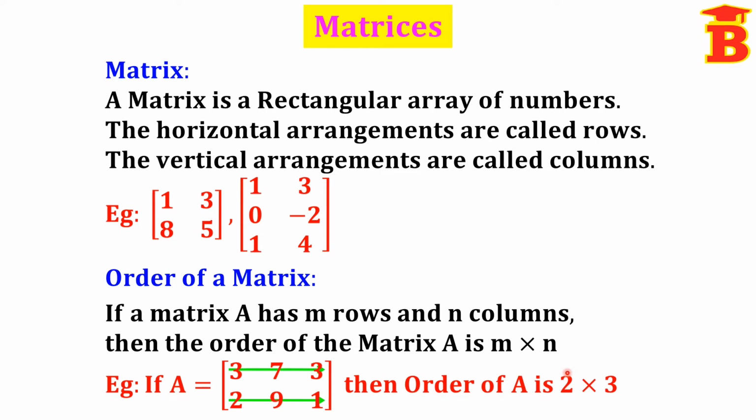So first write number of rows, that is 2. Next we have to write number of columns. Here there are 3 columns. The vertical lines are columns. So this is first vertical line, second vertical line, third vertical line. So there are 3 columns. Therefore the order is 2 cross 3.